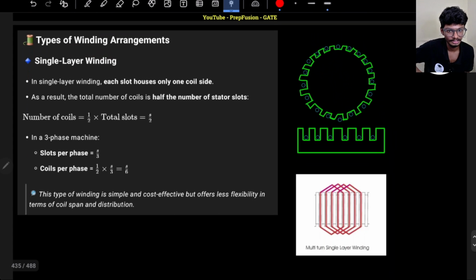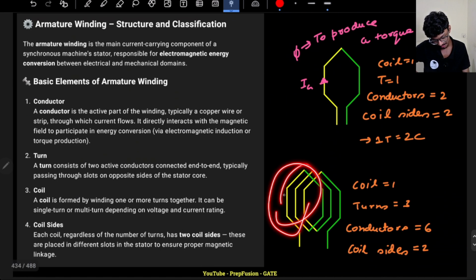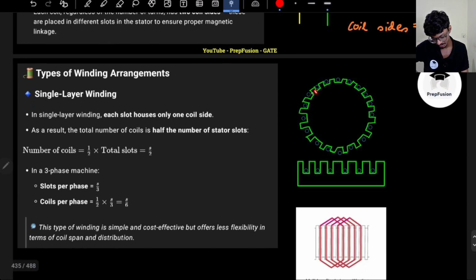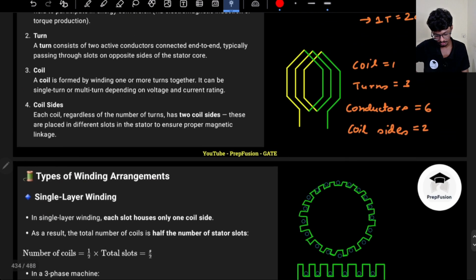What do I mean by multi-layer windings? Each slot is there. These are my slots, right? In a single slot, if only a single layer of winding is present, that is called a single layer winding. In single layer winding, each slot houses only one coil side.